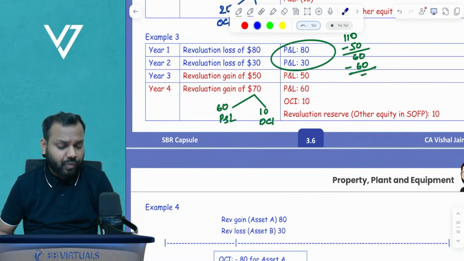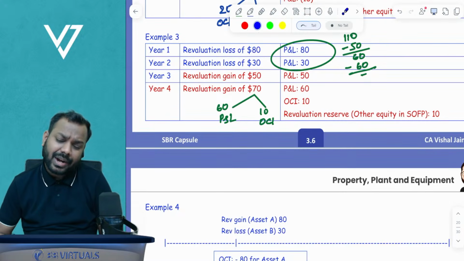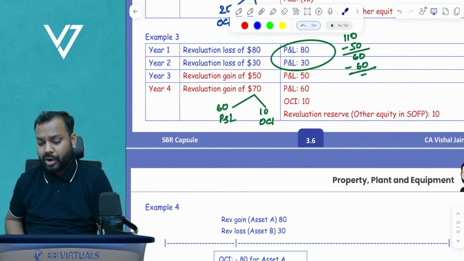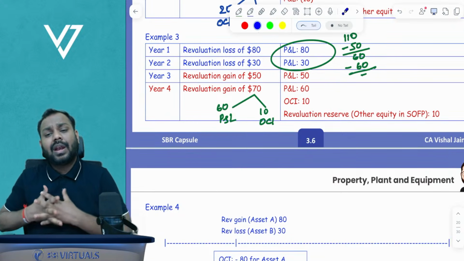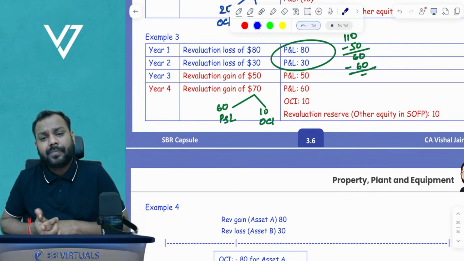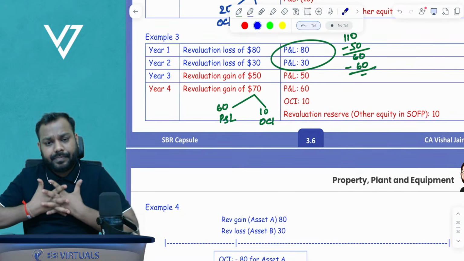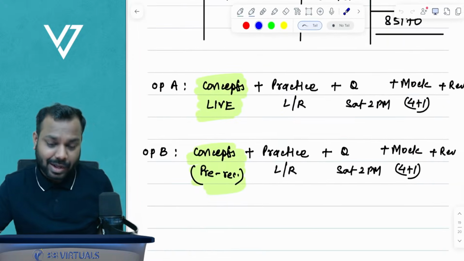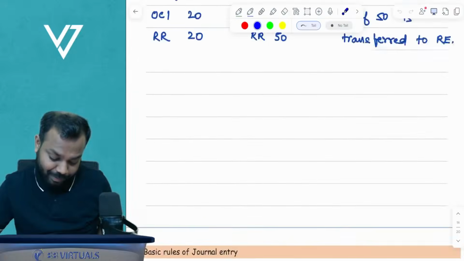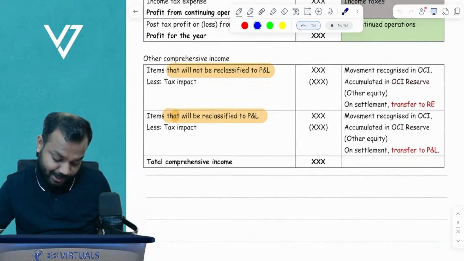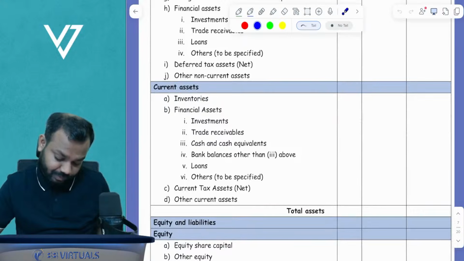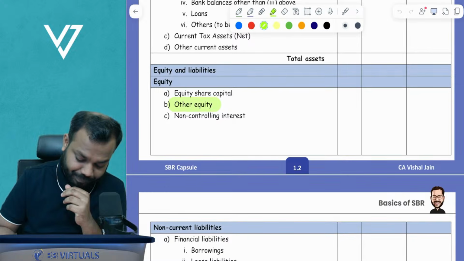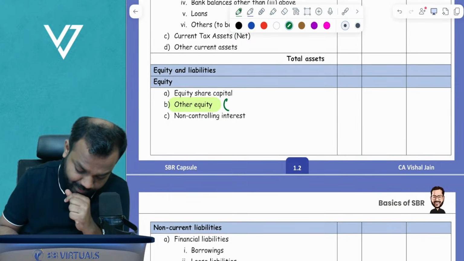Now tell me, do you want me to show where a revaluation reserve appears in the SOFP? Let me show it to you. That's where the basics class comes into the picture. See the format. It is here. Other equity.